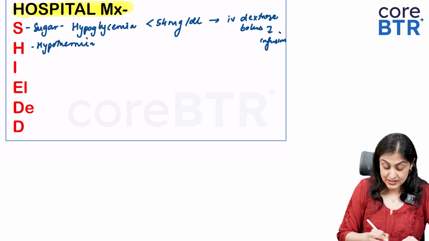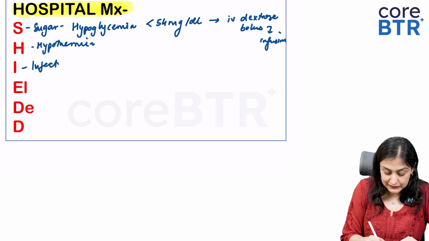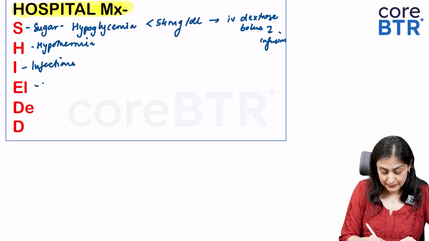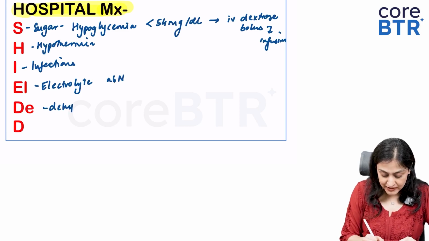So we want to prevent that. They are at a risk of multiple infections. Then they may have electrolyte abnormalities which you want to correct. They may be dehydrated, very important.